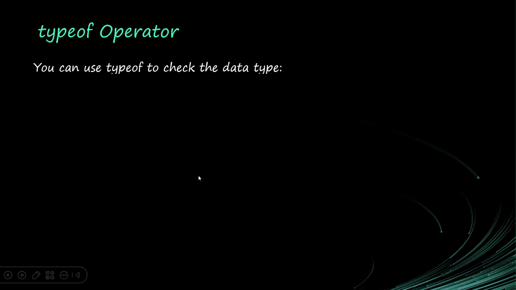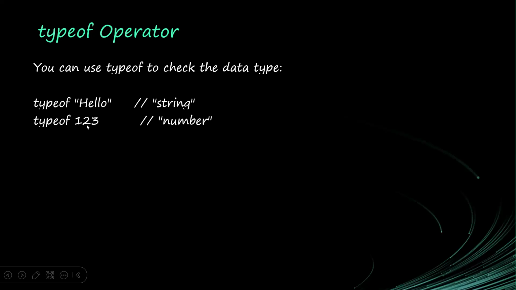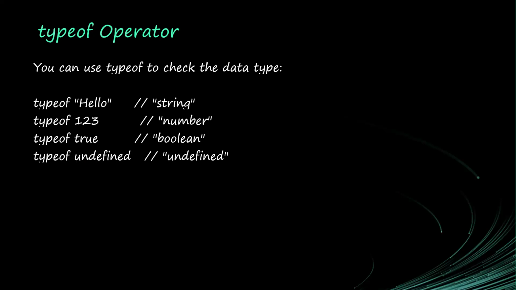So if you want to get to know the type of a value, all right, of a variable, you can use the typeof operator. The typeof operator, you can use it to check the data type. So when I say typeof hello, I will get string because the data type of hello is a string. The data type of 123 is number. The data type of true is Boolean. Yes, we didn't talk about Boolean. All right, we also have Boolean true or false values. All right, typeof undefined. If you check for the type of undefined, you will get undefined.